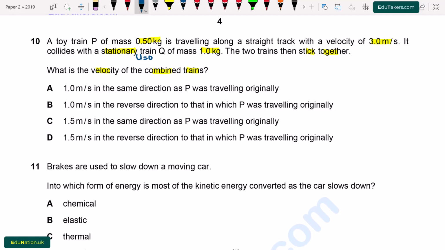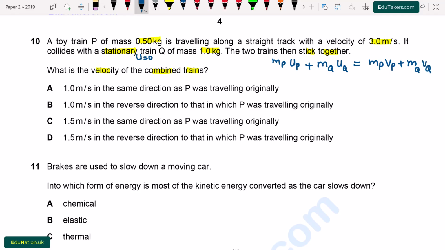So I write here the total momentum before the collision will be the sum of momentum of the train P and Q. So I write here mass of train P and velocity of train P plus mass for the train Q and velocity of the train Q. This is before the collision. And after the collision, here will be M and V plus for the Q, the momentum will be this one.